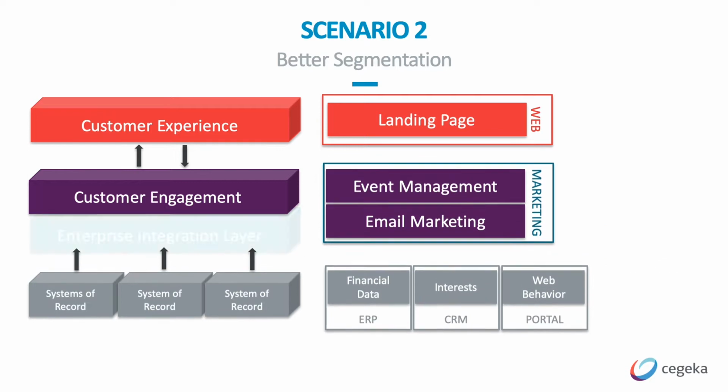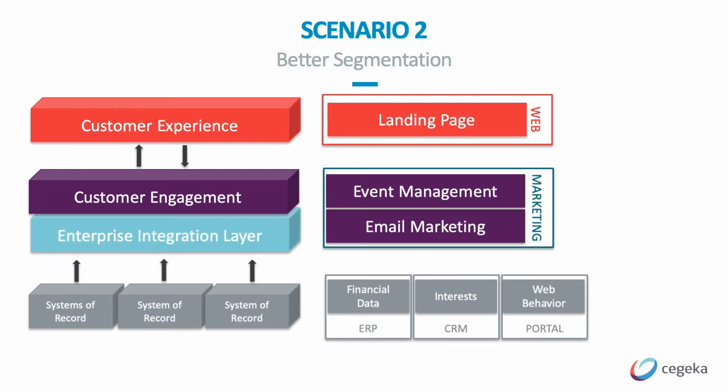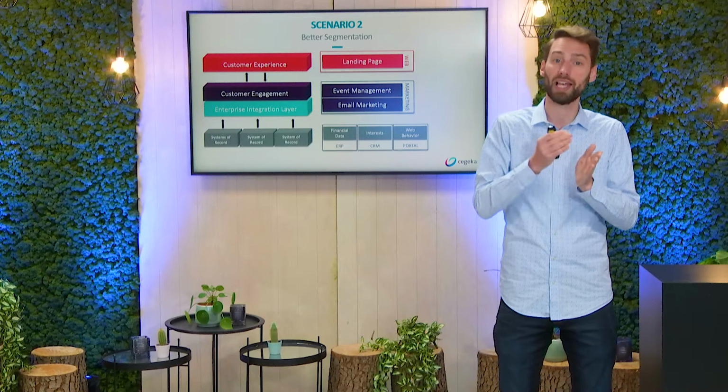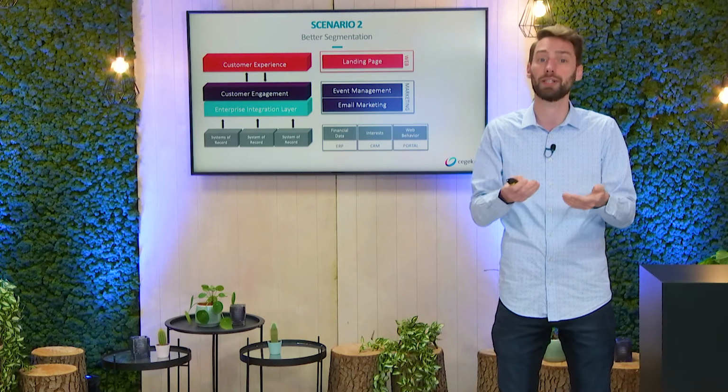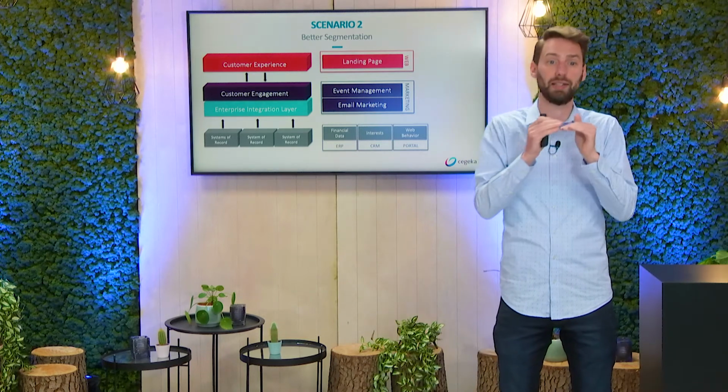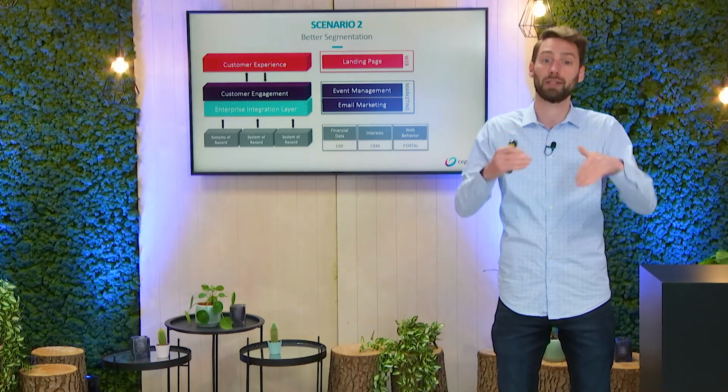So actually, it's better to implement an enterprise integration layer to make sure that integrations that we make become more easy. And also, as we add potentially in a later phase additional systems of record, the integration layer should help us with supporting that. So that's the second scenario. We have more extensive segmentation, and the same layering can actually be applied, but we just added some integration services.